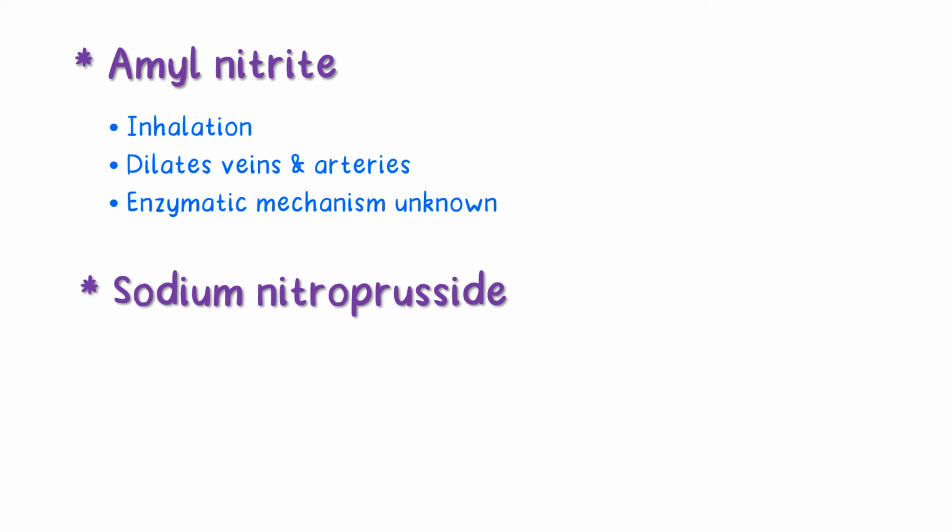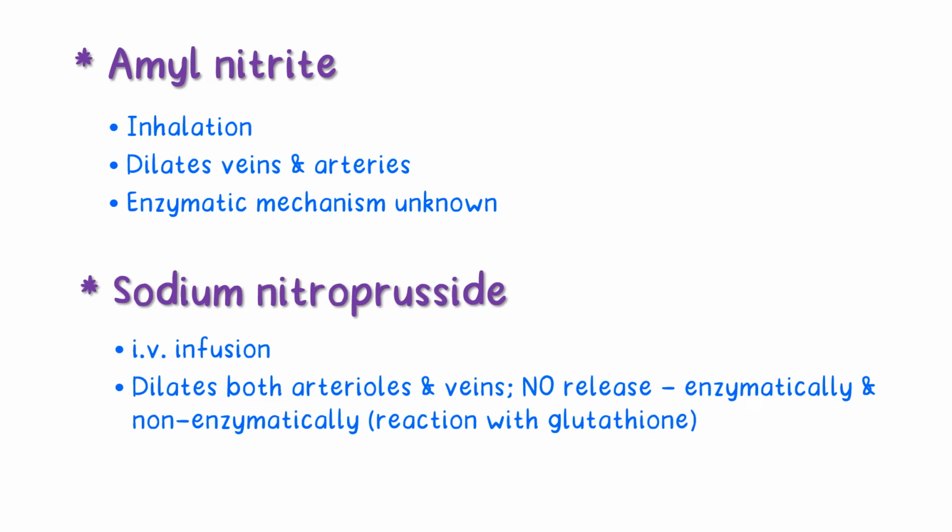Sodium nitroprusside is administered by intravenous infusion. It dilates both arterioles as well as veins through nitric oxide plus directly activating guanylyl cyclase. The release of nitric oxide is both enzymatic as well as non-enzymatic, by reaction with glutathione. Sodium nitroprusside is used in treatment of hypertensive emergency. And unlike GTN, no tolerance is developed even with continuous infusion.